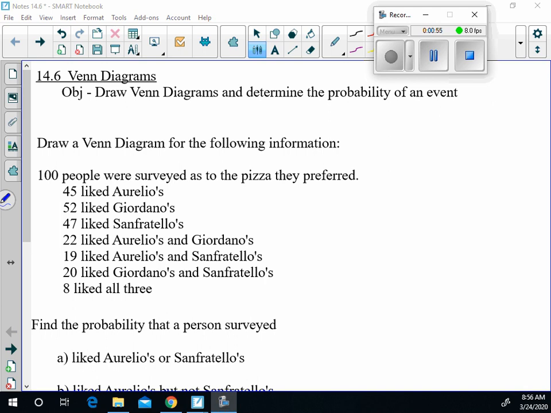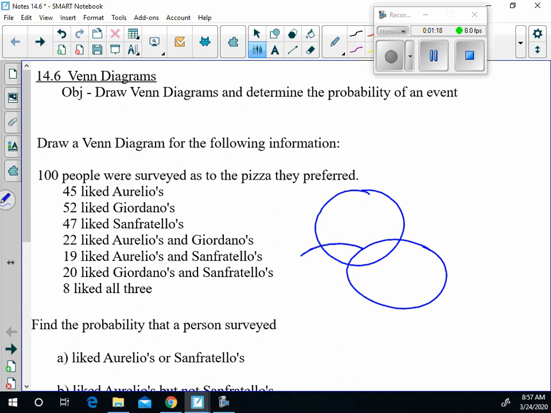All right, so as I look at this, I see three things: Aurelio's, Giordano's, and San Fratello's, an A, a G, and an S. Now that tells me right off the bat that I'm probably dealing with a triple Venn diagram. So I'm going to go over here to the side and draw three interlocking circles. The bigger you do it, the easier it's going to work. You want to make sure that your intersections are decent sized so everything will work out pretty well, because we're going to start to fill in numbers in each of those places.